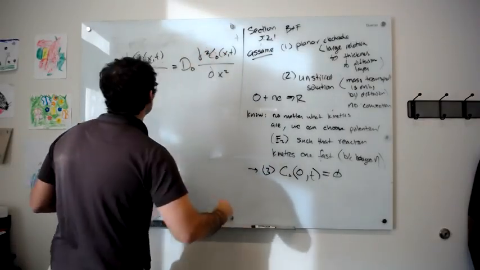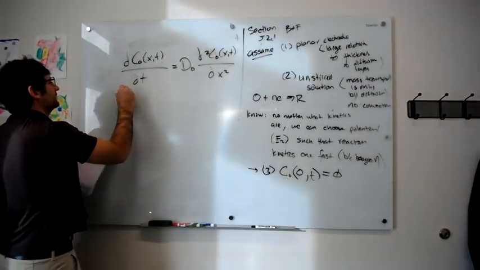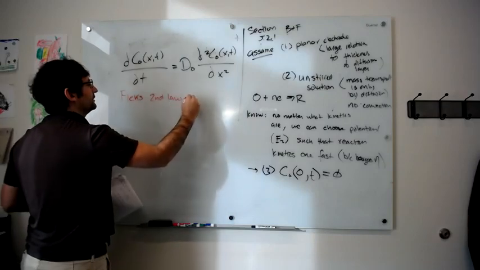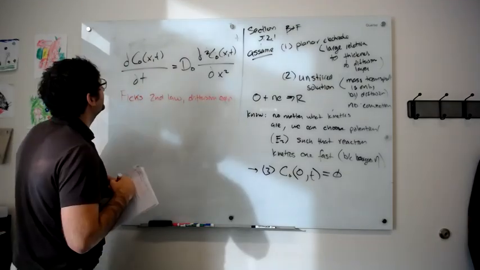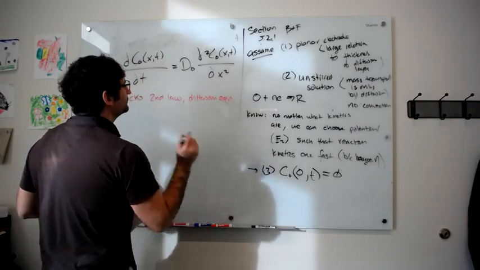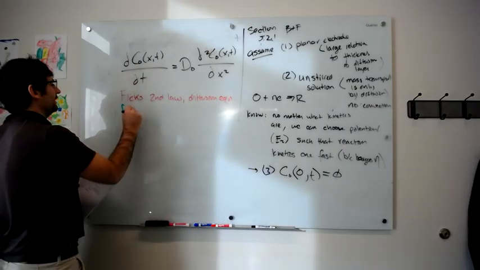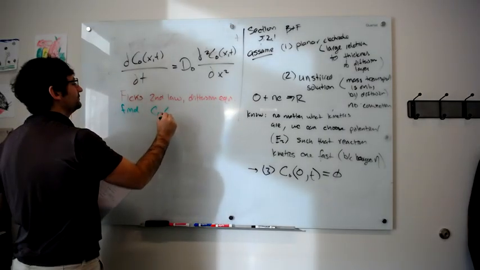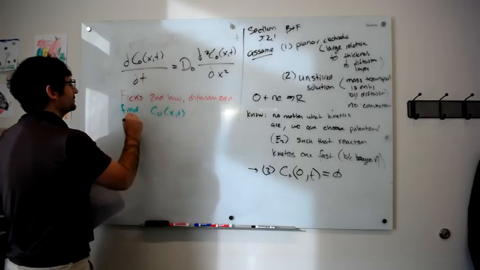Okay, so this is the diffusion equation. This is Fick's second law, or the diffusion equation. And so what we want to do, our goal, is to solve this equation with boundary conditions to find C_O(x,t). That's what we want to find.